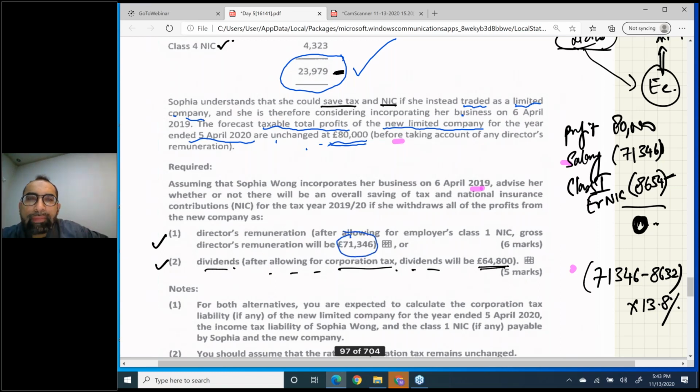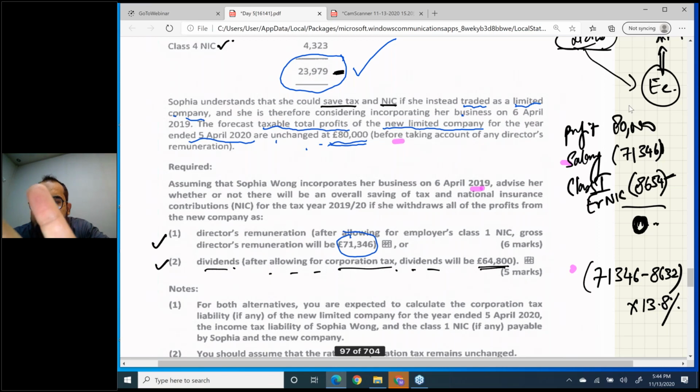I'll try my best. See, her intention is to withdraw the complete 80,000 from the company. Now just think, if she withdraws the complete 80,000 as a salary, then the company has to pay class 1 employer NIC on that. So 80,000 is the salary plus an extra amount of class 1 employer NIC. This will create a loss in the company's books, and she does not want to create a loss. She just wants to make the profit zero. She just wants to withdraw everything. That means the final figure should be zero.